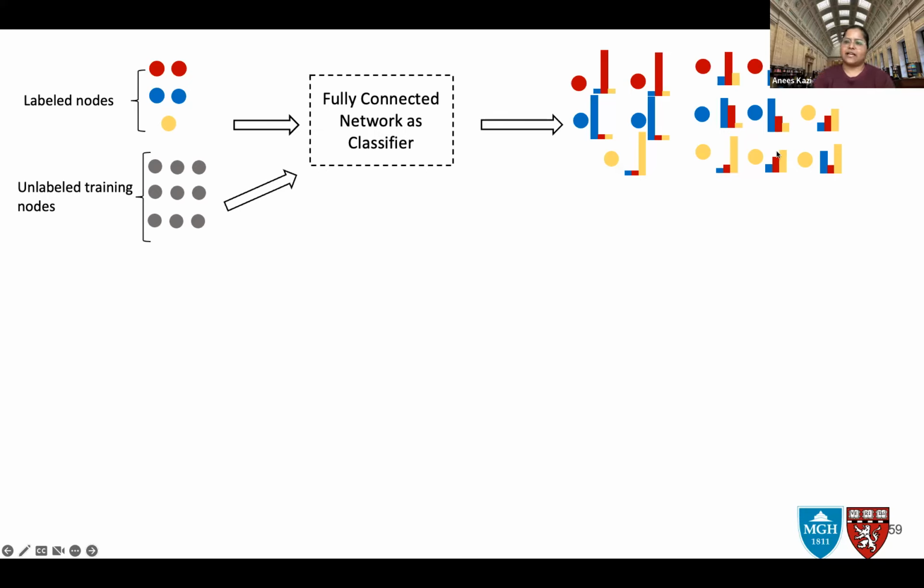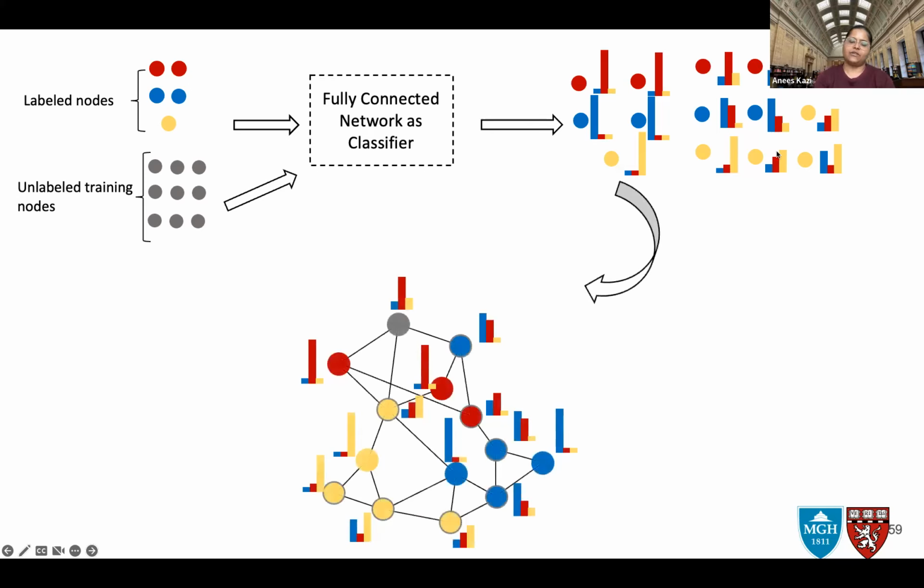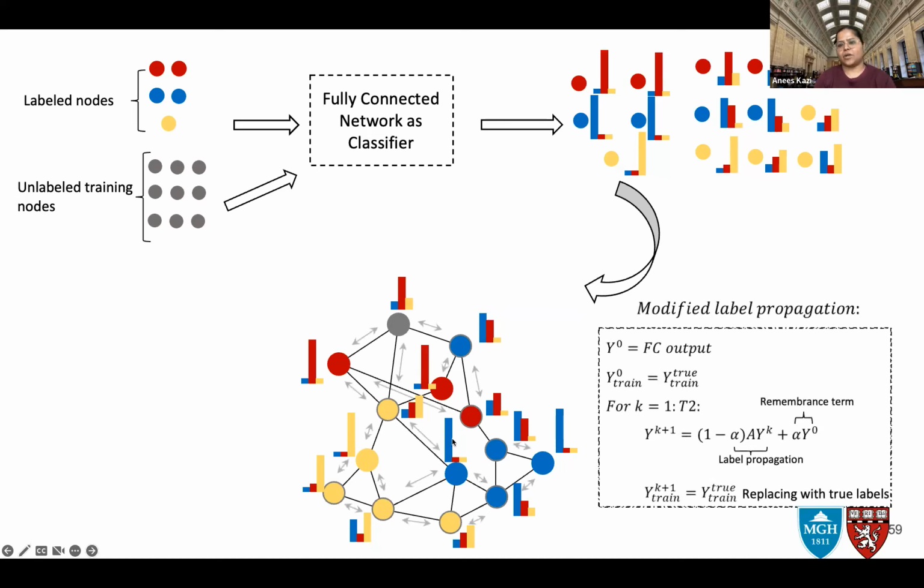So this is where graphs come into the picture. What we do is we take the training graph and build the graph between all these nodes, and then take these labels and this distribution together and initialize them as the node features, and perform a label propagation algorithm on top of that. So what is the label propagation algorithm?